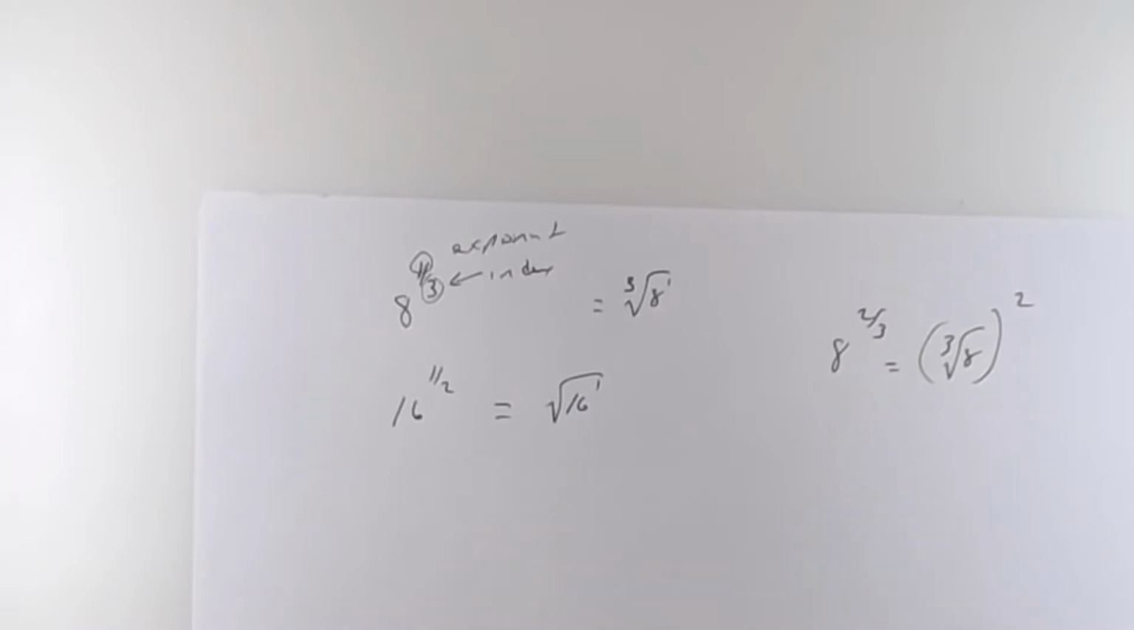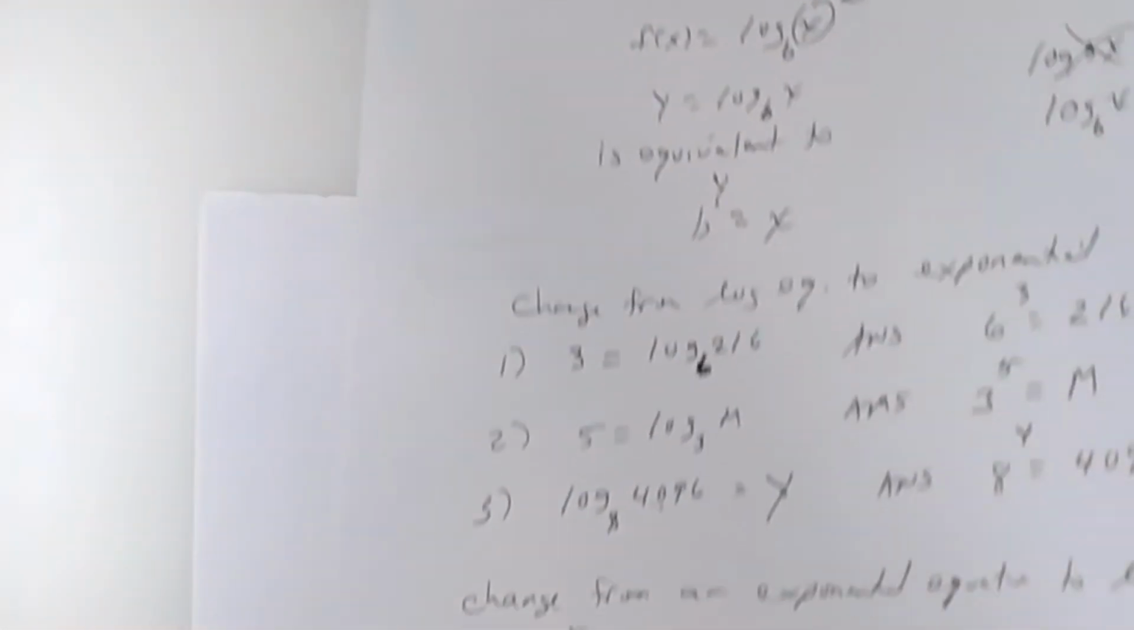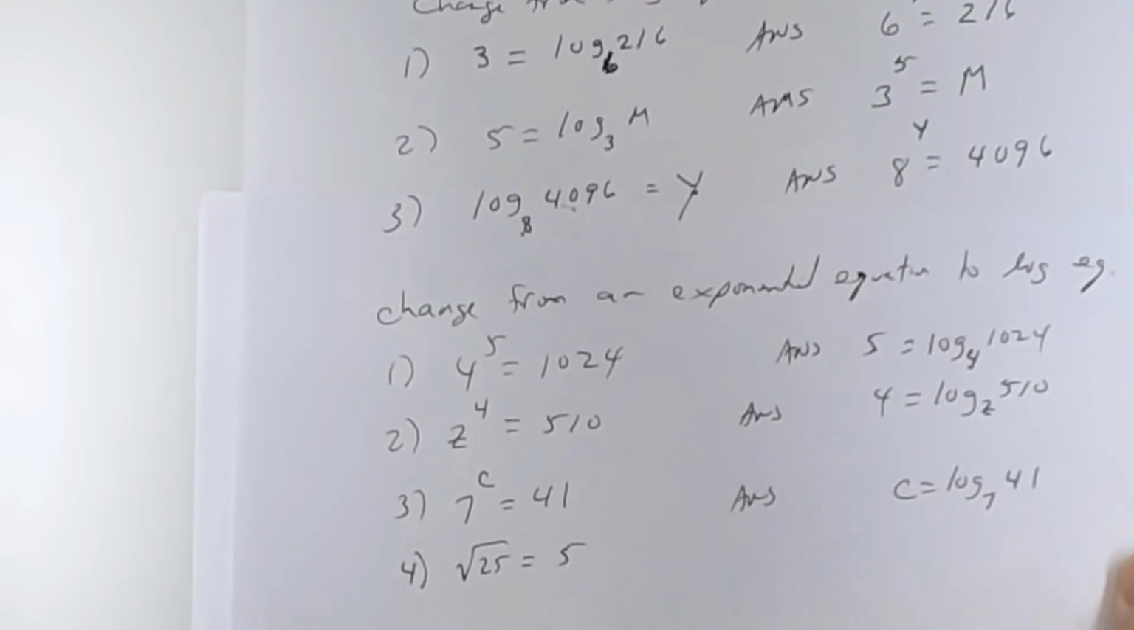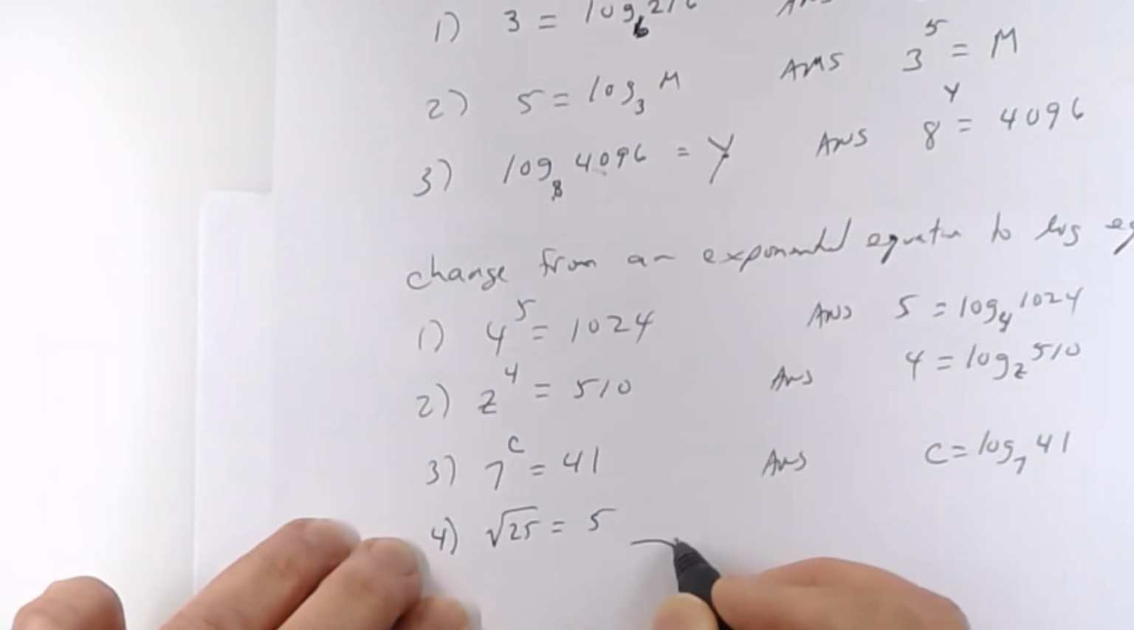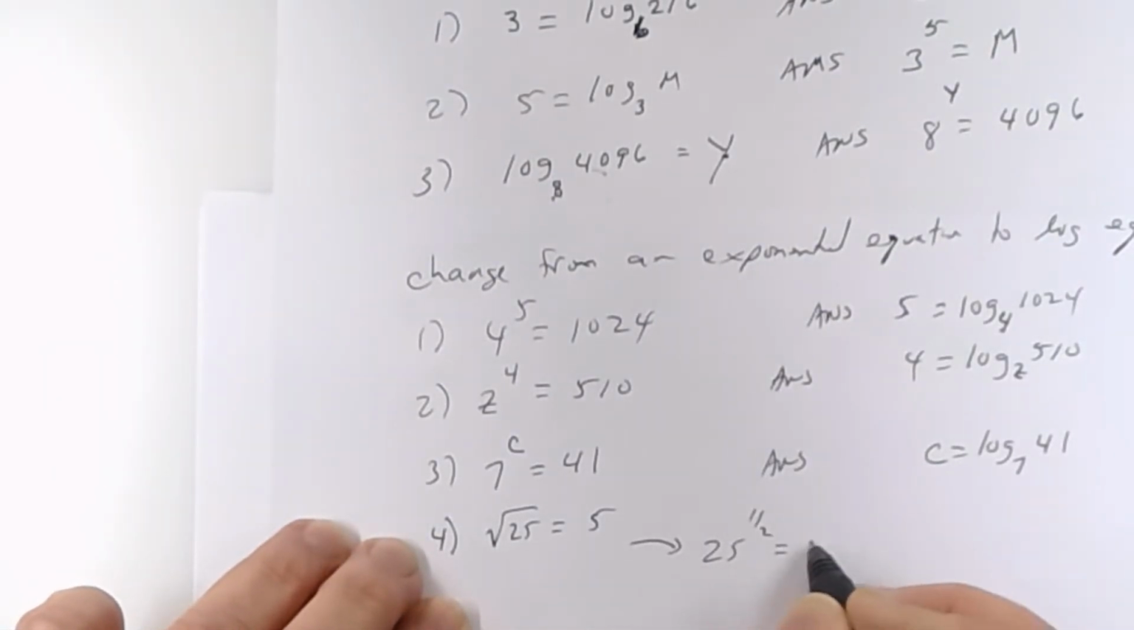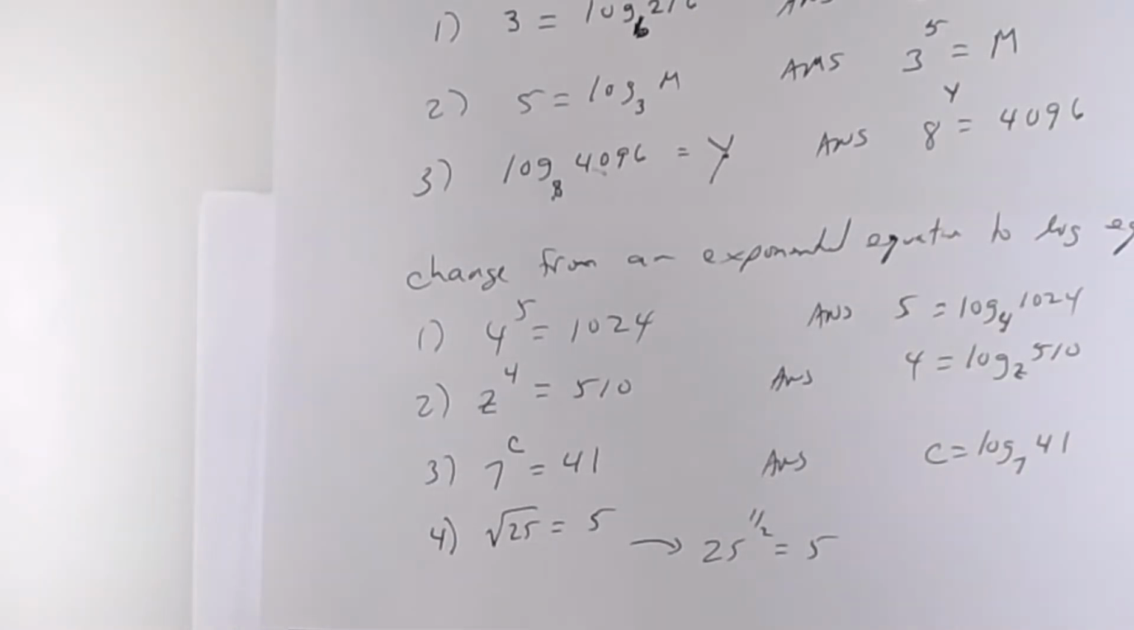So when I go back over here and I look at the square root of 25, now you know that the square root of 25 is 25 to what power? 1/2. Because my index is 2. This exponent right here is what? 1. So this becomes 25 to the 1/2 equals 5. So when you have radicals, and you will, you have to rewrite the radicals as rational exponents.